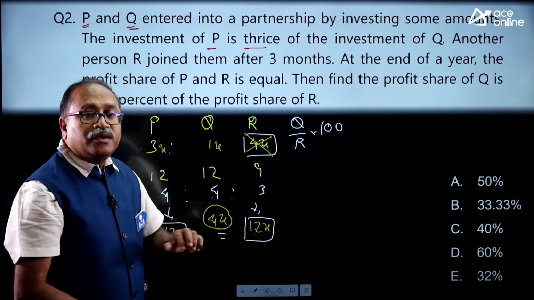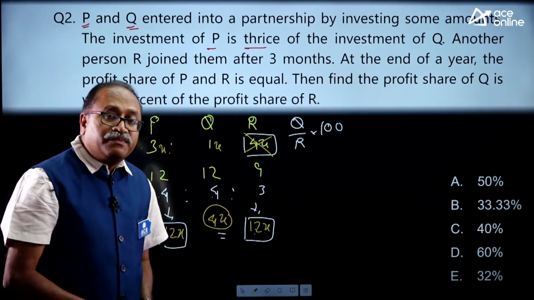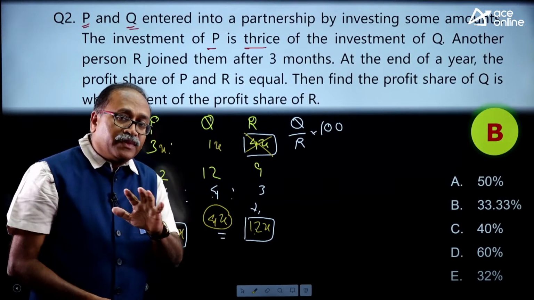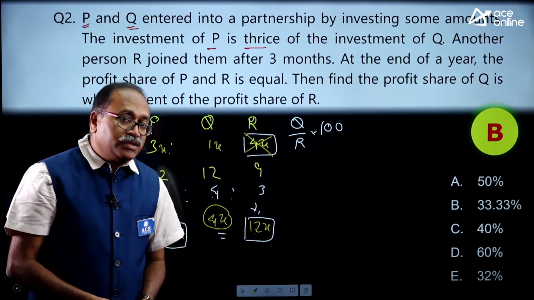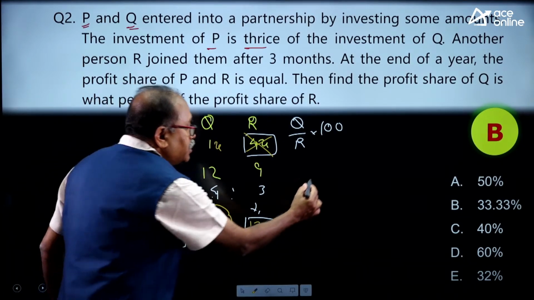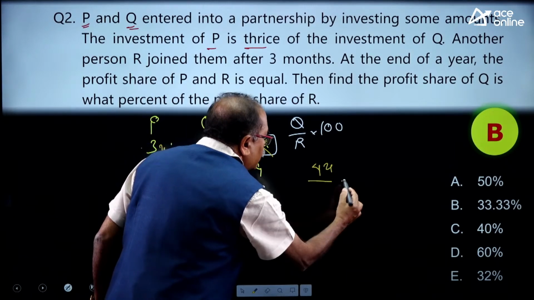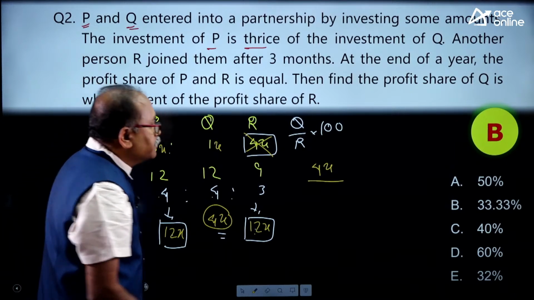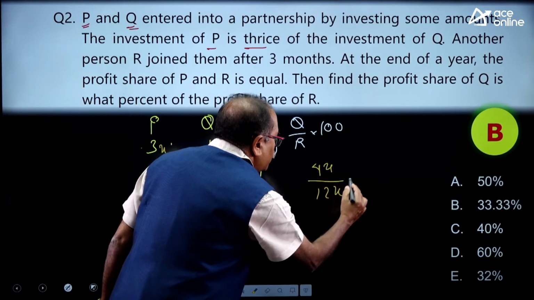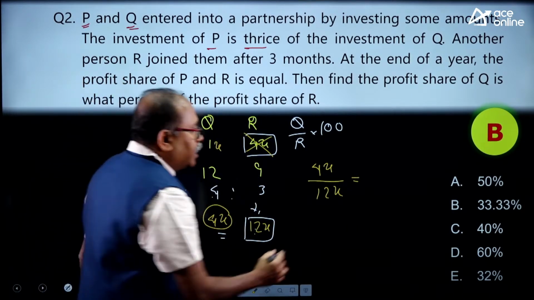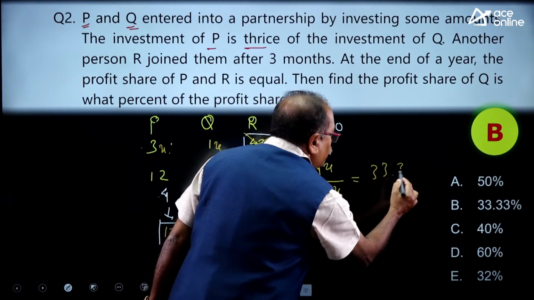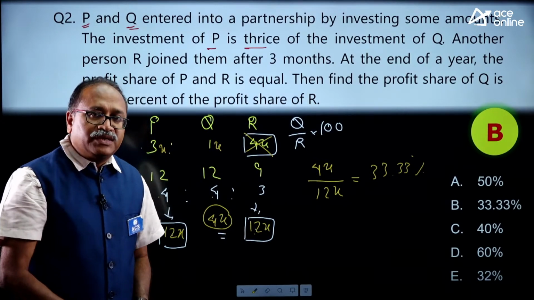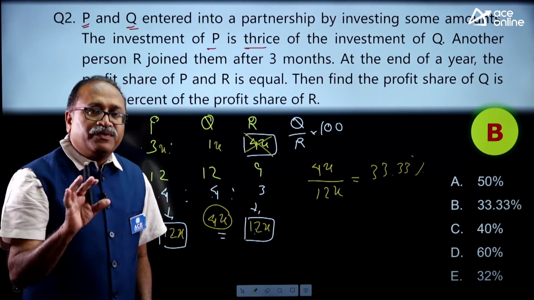Okay, let me check if Anusha is correct or not. Option B. So here it is 4x over 12x, that is 1 by 3, and 1 by 3 is 33.33%. Right, my dear friends? So 4x by, that is Q profit by R profit, which is 12x. I notice that this is 1 by 3, and if it is 1 by 3, the required percentage should be 33.33%.